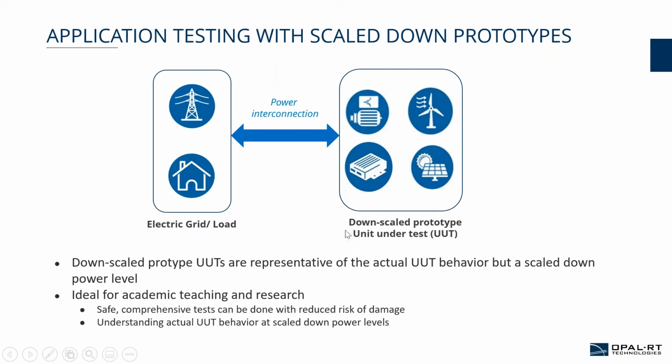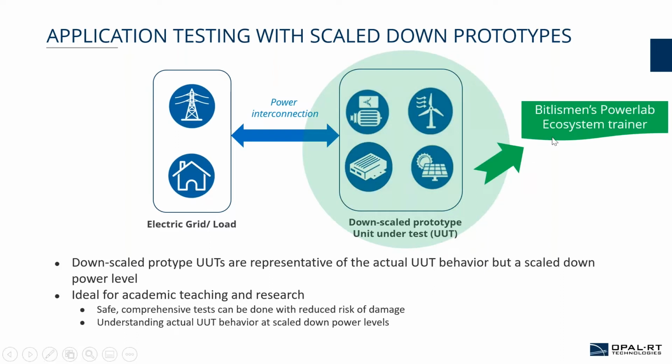The main advantage of a downscale prototype such as this is safe and comprehensive tests with a reduced chance of equipment damage, and you are essentially able to understand actual utility behavior at downscale power levels. The downscale prototype is essentially the Bitlismen Power Lab ecosystem trainer kit, which will be talked about by my colleague Gebor next.